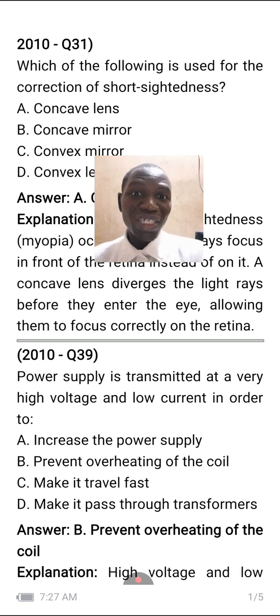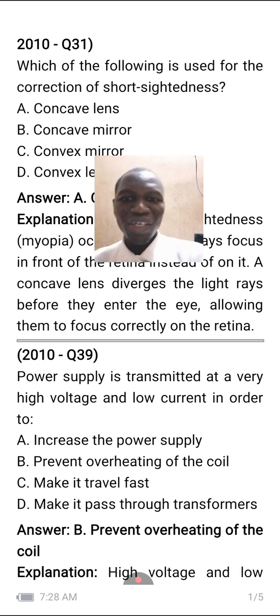Why? Because if the current is high, the wires will become hot. They will become hot, and if they become hot, most of the energy will be lost through heat. So to avoid the electricity from being lost in form of heat, electricity is transmitted in low current but high voltage. All right, given this explanation, let's now answer our question.